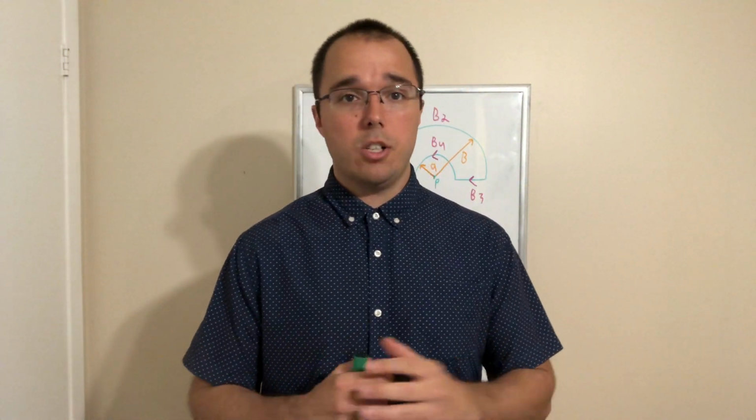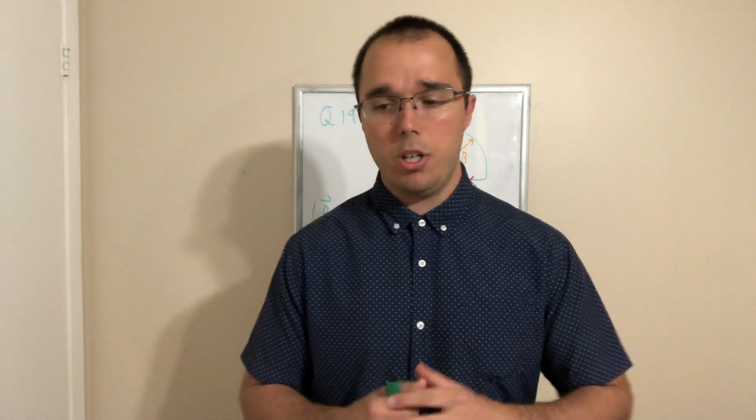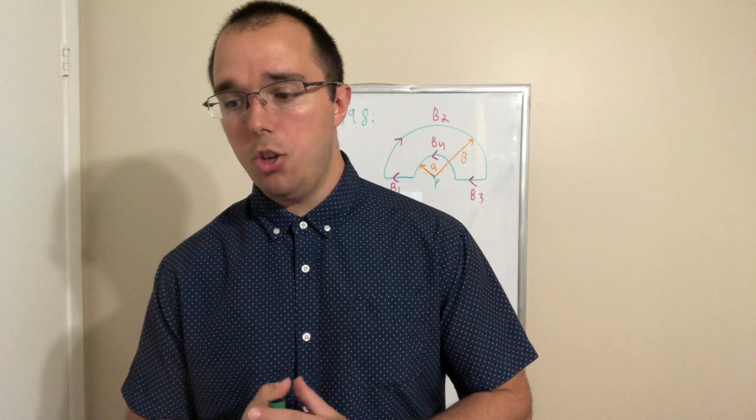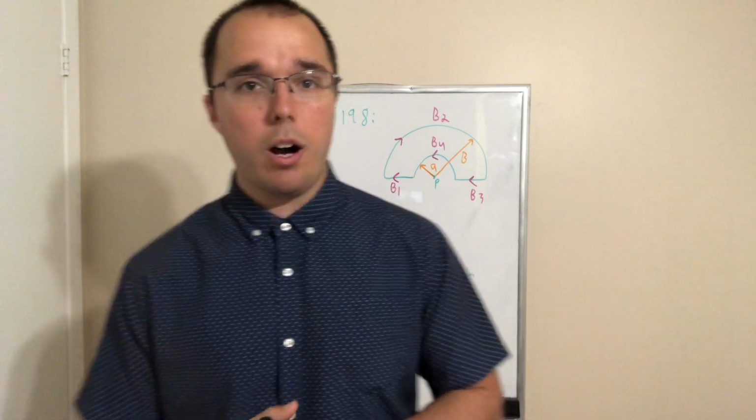Hi everyone, this is the second example from chapter 9. It is question 198. Let's read the question. Question 198: What is the magnetic field at P due to the current I shown in the wire above?